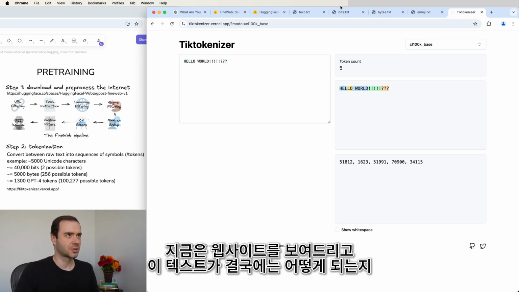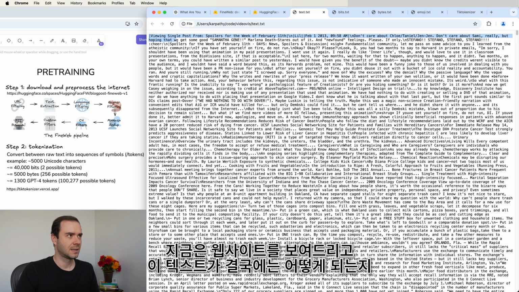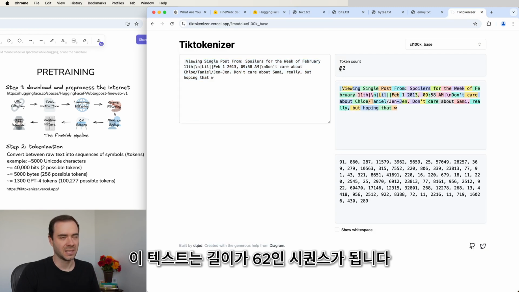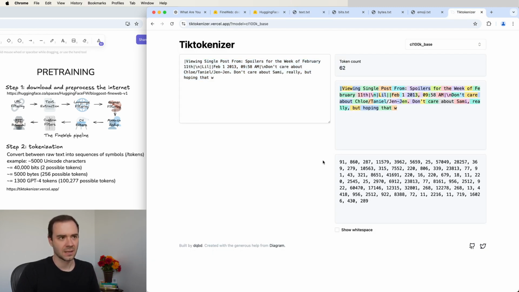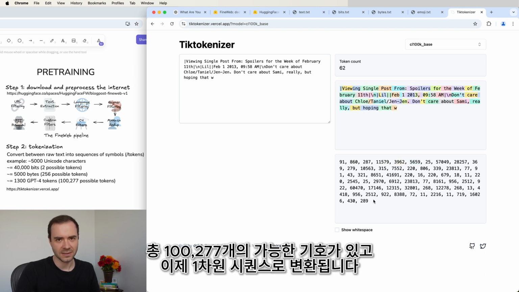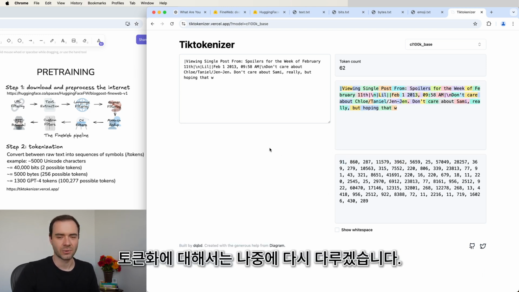And I wanted to show you that this text, at the end of the day, for example, if I take one line here, this is what GPT-4 will see it as. So this text will be a sequence of length 62. This is the sequence here, and this is how the chunks of text correspond to these symbols. And again, there's 100,277 possible symbols, and we now have one-dimensional sequences of those symbols. So we're going to come back to tokenization, but that's for now where we are.